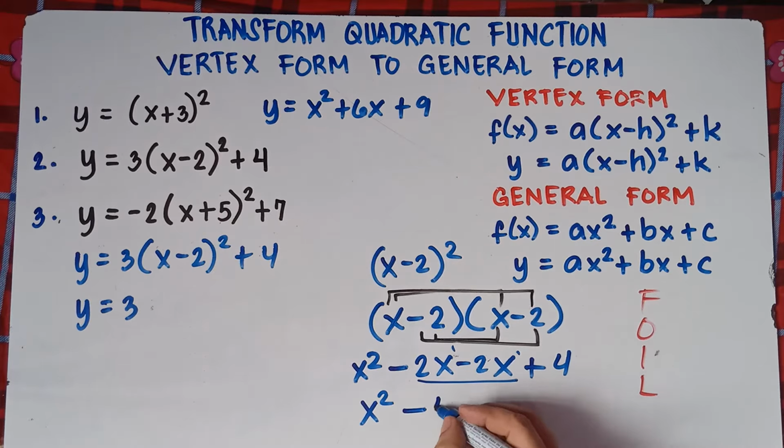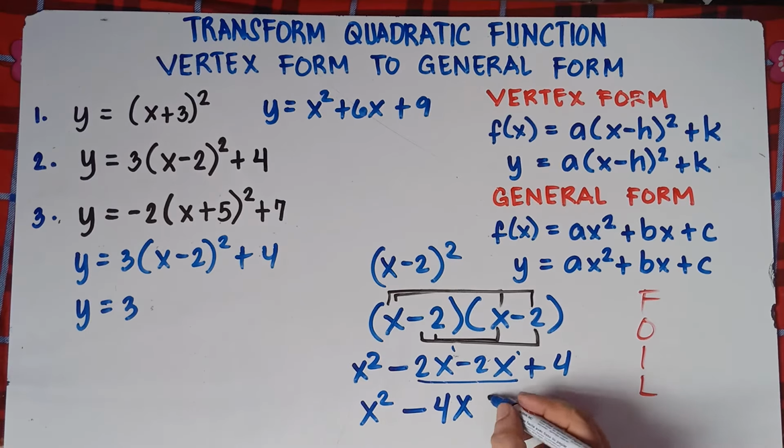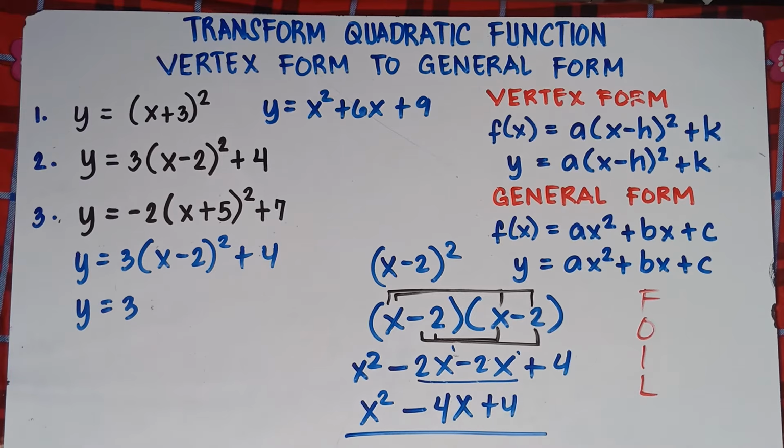Now, if you both have negatives, simply copy negative sign, then you add the numbers. 2 plus 2, that is 4. Then copy x. Do not forget, class, if you both have negatives, negative 2x, negative 2x, so copy negative sign, then you add the numbers. 2 plus 2 is 4, copy x, then plus 4. That's it, class. That's the answer of x minus 2 quantity squared using the FOIL method.